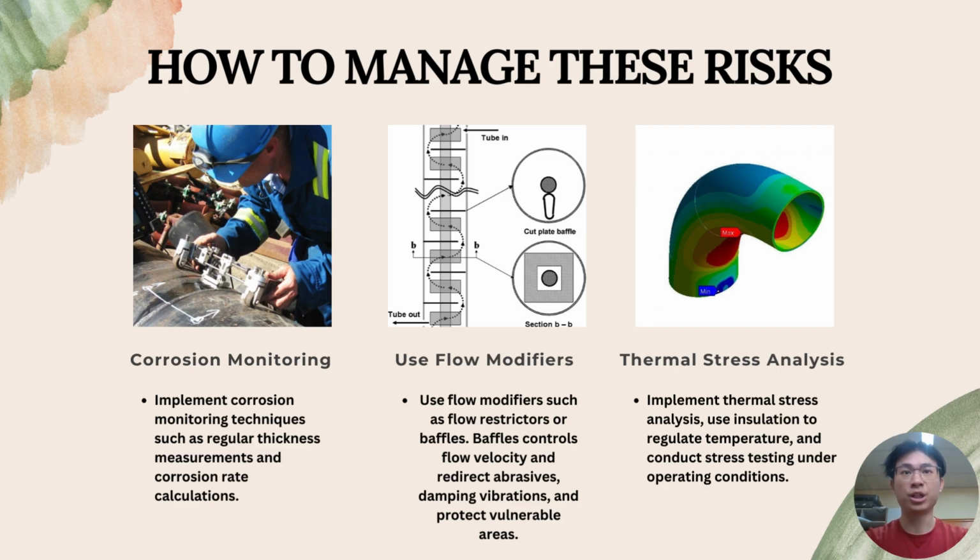So, how can we manage these risks? Towards the risk of corrosion, we can implement corrosion monitoring techniques such as regular thickness measurements and corrosion rate calculations. Regarding internal erosion, we can use flow modifiers such as flow restrictors or baffles. Baffles control flow velocity, redirect the abrasives, dampen vibrations, and protect vulnerable areas.